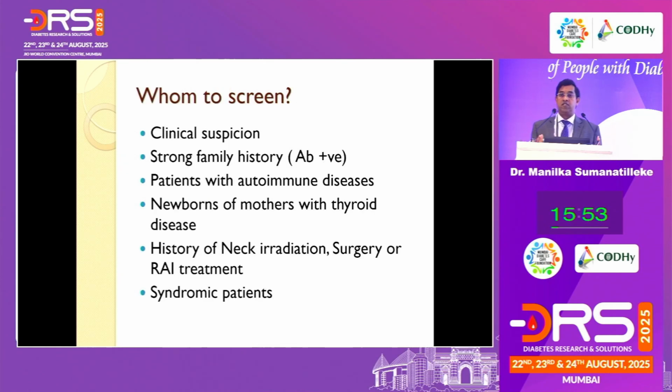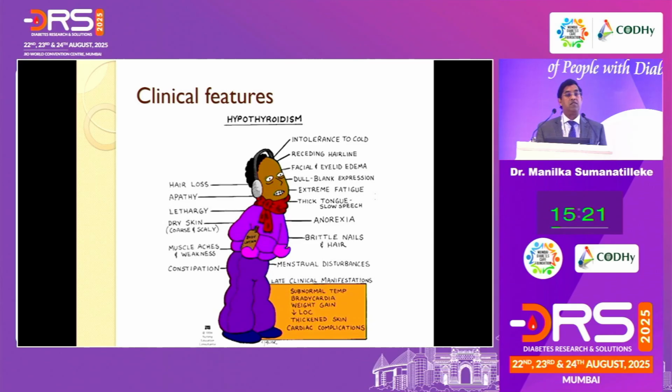So as a general physician or somebody in your day-to-day diabetes clinic, in whom should you do a TSH? If there is a clinical suspicion with the clinical features, strong family history with antibody positivity in the family, patients with other autoimmune diseases, newborns of mothers with thyroid disorders, or universal screening, head and neck irradiation, radioiodine treatment, and some syndromic patients that you might see occasionally.